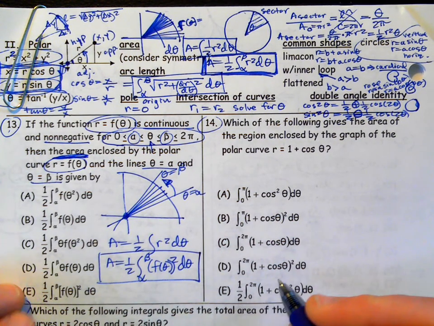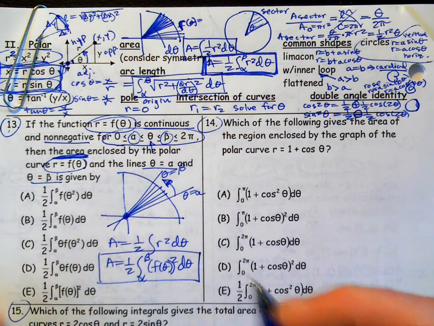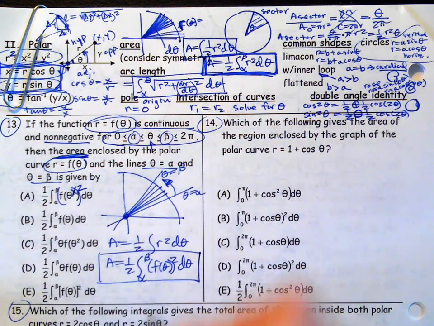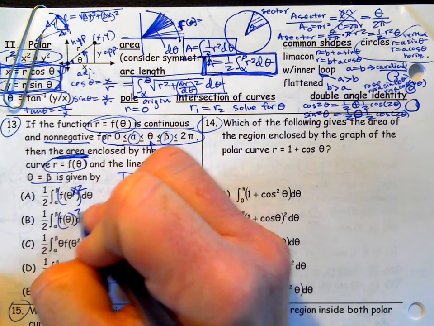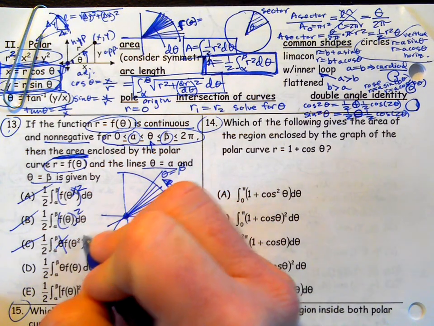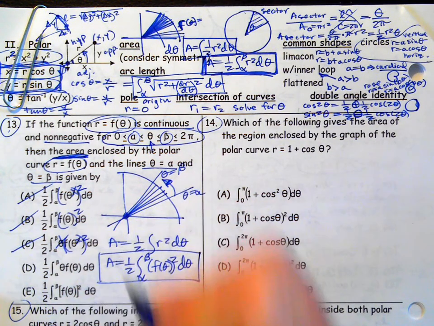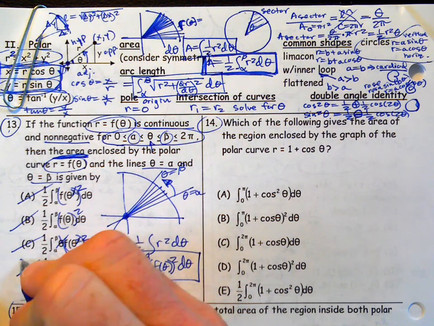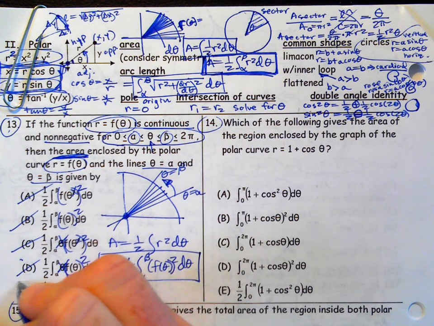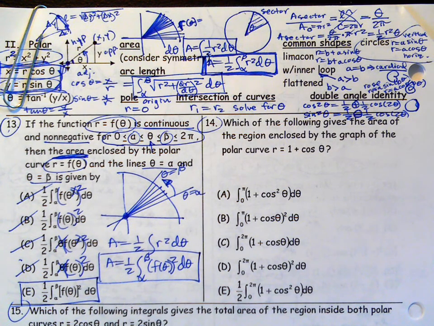And on here, there's a bunch of answers that are slightly wrong. The squared should be on the outside. Here, this one's missing the squared. Here, this one has this extra theta, and the squared should be on the outside. Here, this one has this extra theta and is missing the squared. E is good. Okay? All right.